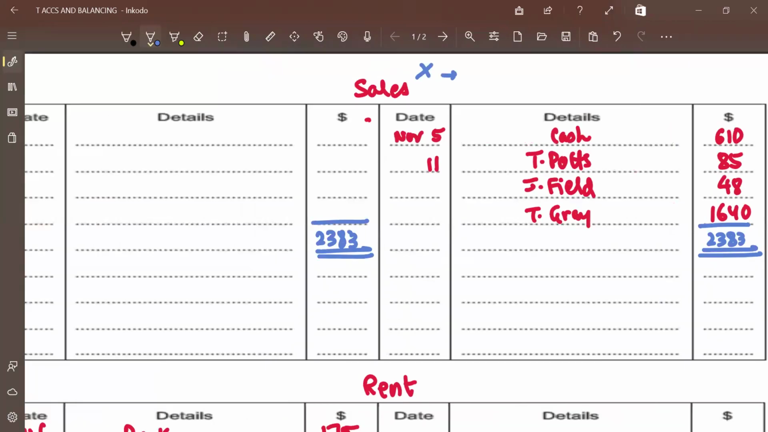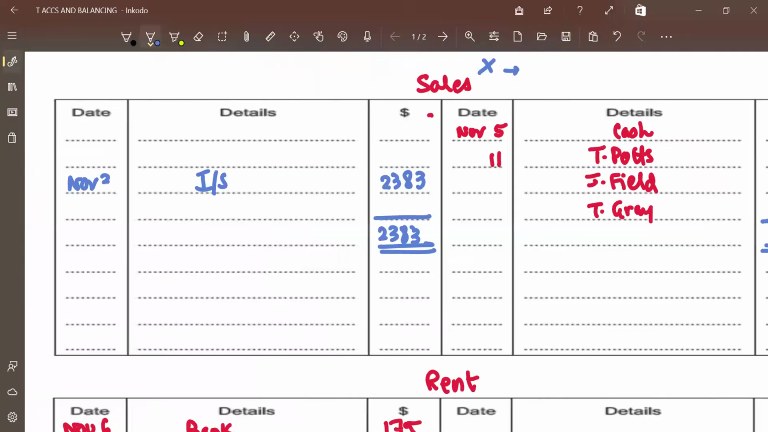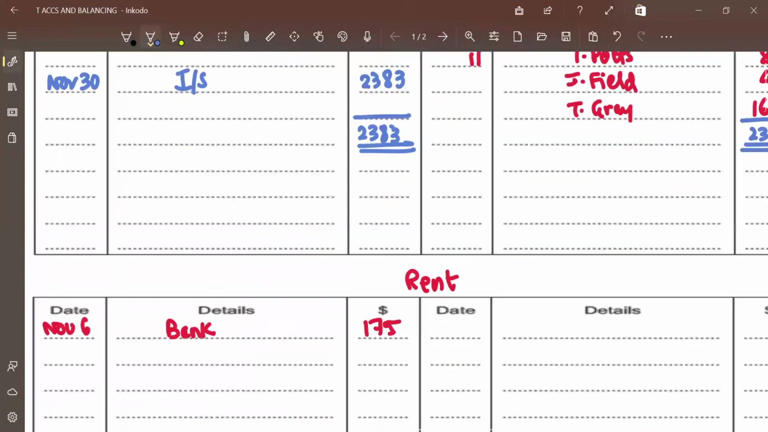And the difference is not carried forward. It is posted, it is transferred to the income statement. It's 2383. No balance CD, no balance brought down. It is transferred directly to the income statement on the last day of the month. Okay, this happens for all incomes and expenses.